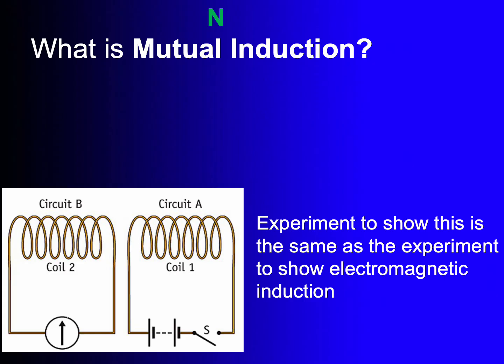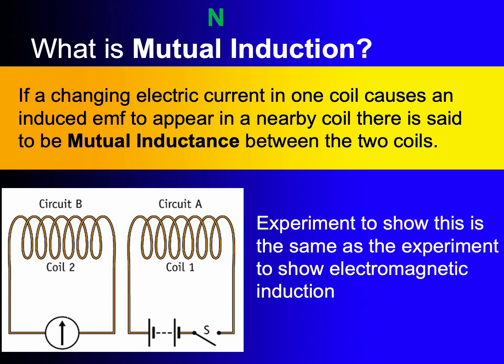So if we think of the word mutual in everyday language, it would be between two things or between two people, for example. So in terms of electricity and induction, when we talk about mutual induction, it's going to be again between two things. And this experiment we actually saw at the very start of the topic when we started this chapter. So to define mutual induction, it means if a changing electric current in one coil causes an induced EMF to appear in a nearby coil, there is said to be mutual inductance between the two coils.